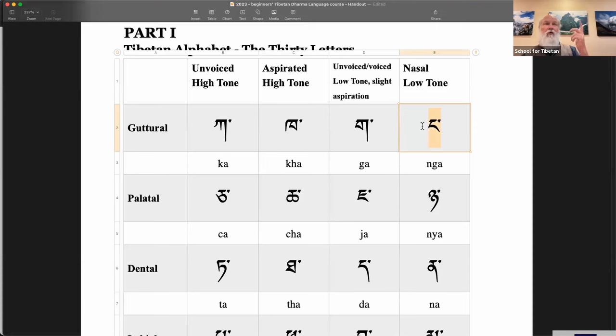Meaning that to produce that, you allow the air to go through the nose, and then you do the same movement as before. You open the throat. Nga. Nga. You see? Same movement. So if you try ka, ka, ka, nga, you will notice, if you pay attention, that you do 4 times the same exact movement. Tibetans describe the differences between these 4 sounds as differences in effort.